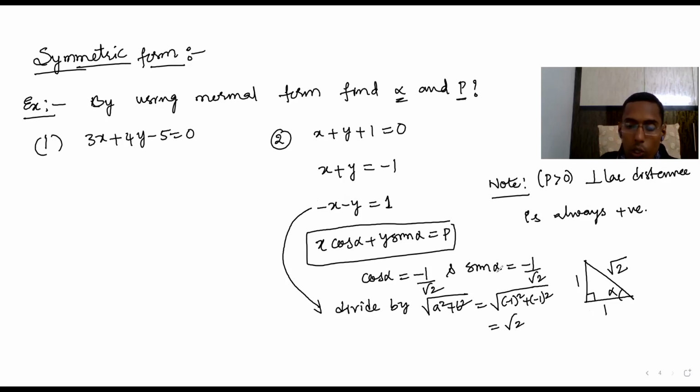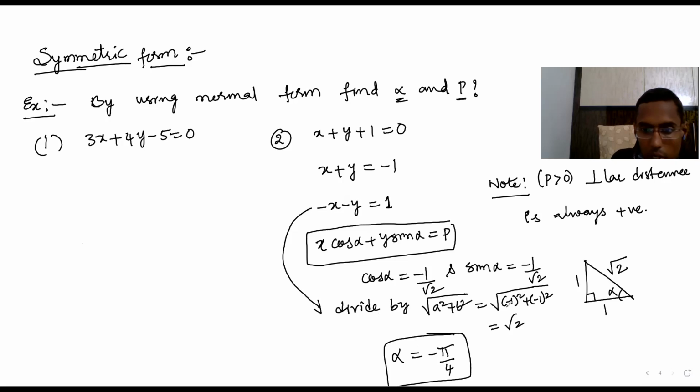So sine and cos both are negative in which quadrant? You know this? Both are negative. Third quadrant. Yes, x negative, y negative. So therefore, in third quadrant, you can take alpha equal to -π/4. Now I am dividing by √2: -x/√2 minus y/√2 equal to 1/√2.